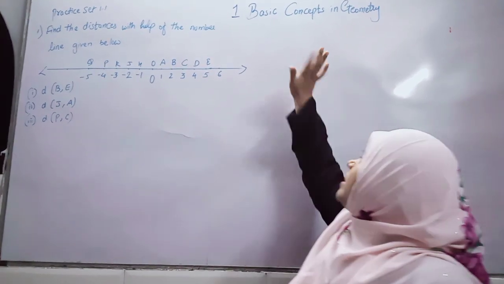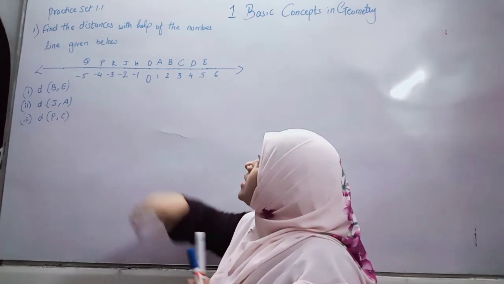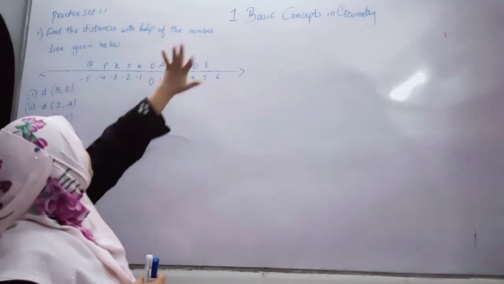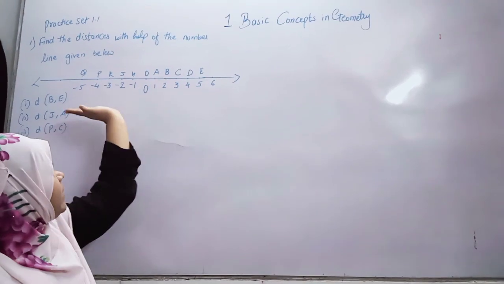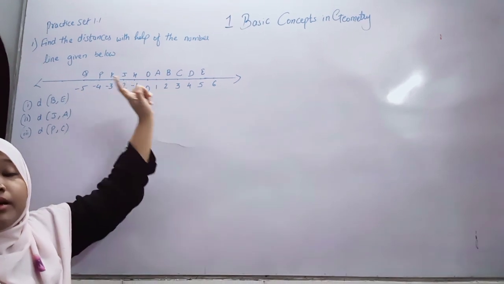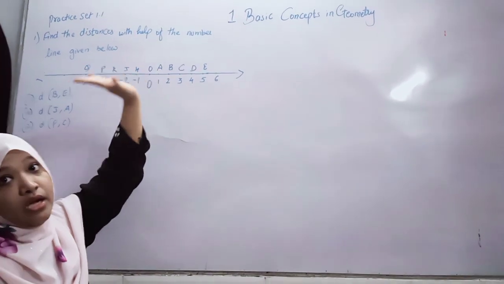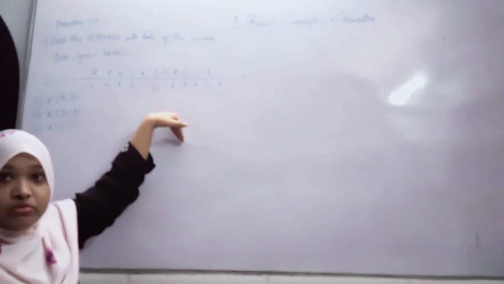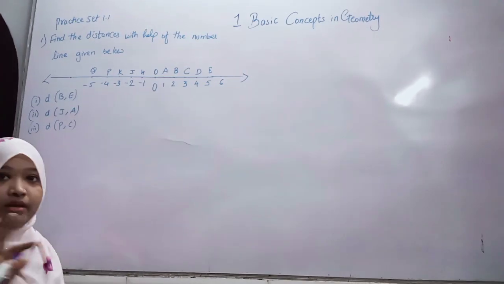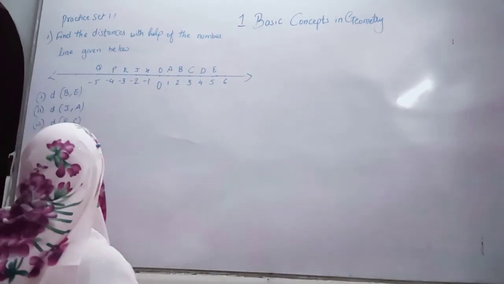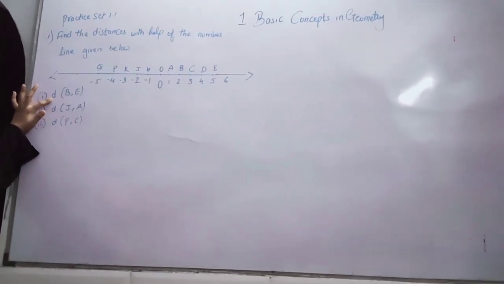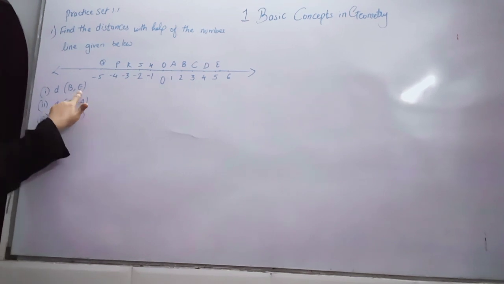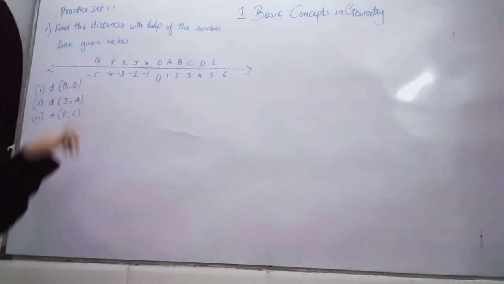Here the first question is Practice Set 1.1. Find the distance with the help of the number line given below. See students, I have made the number line. Every point on the number line has a coordinate. Very first question: small d indicates distance. We have to find the distance of B and E.